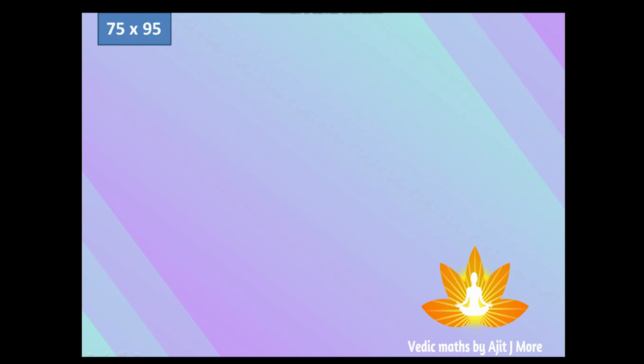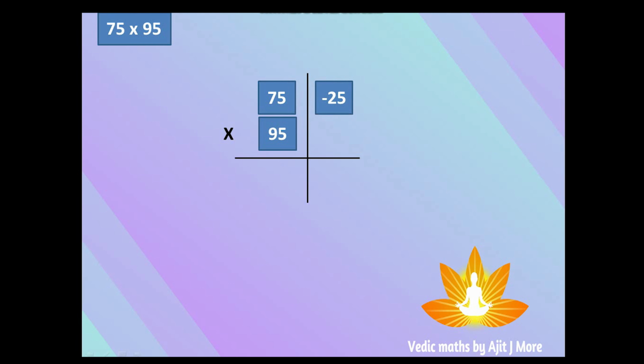75 into 95. Now we have to multiply 75 into 95. But as I said, the first step is to consider the base. So what is the base? In this case, both are near to 100. So our base is 100. Second step is to find the deviation, that is how far they are from the base. So 75 is 25 before, that is minus 25, and 95 is minus 5, that is 5 before 100.